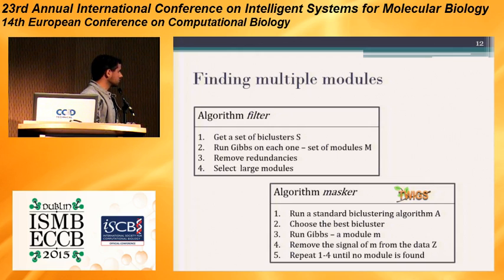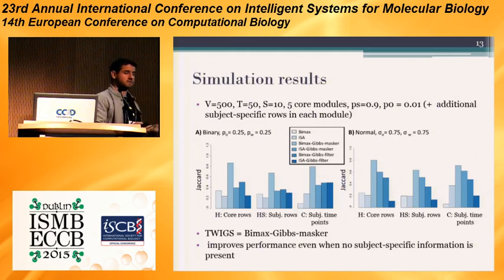Okay, so in order to find out which heuristic works better and to test several bi-clustering algorithms as initial solvers, we ran some simulations. In this data, we have planted 5 core modules, each one with subject-specific information. And both in the binary and the normal data, we add a lot of noise to the data just to blur things and make it tough for the algorithm.